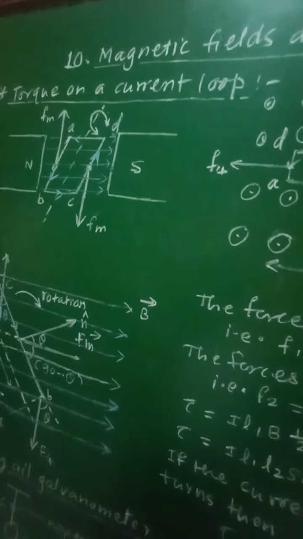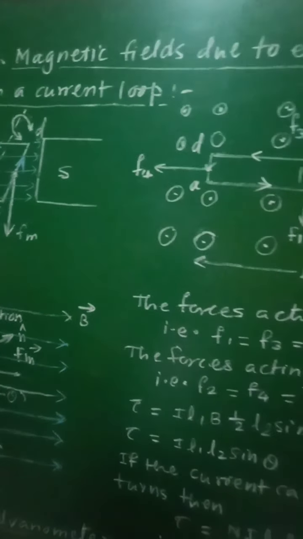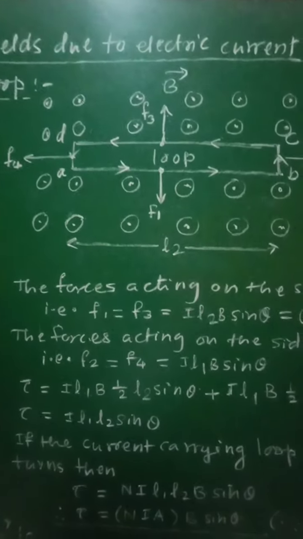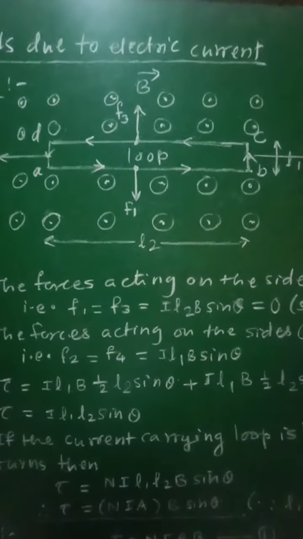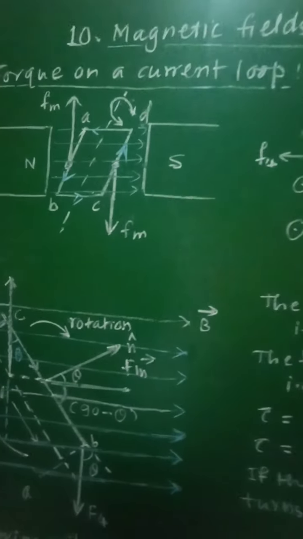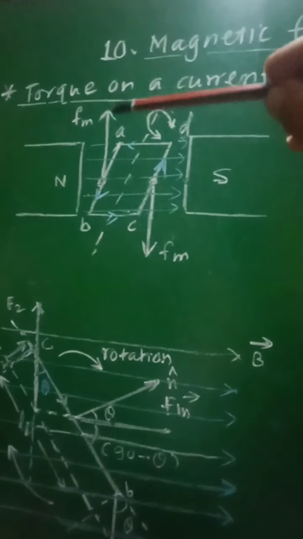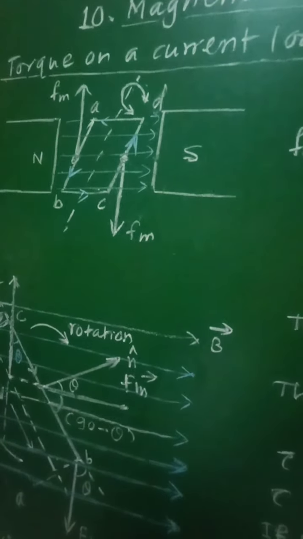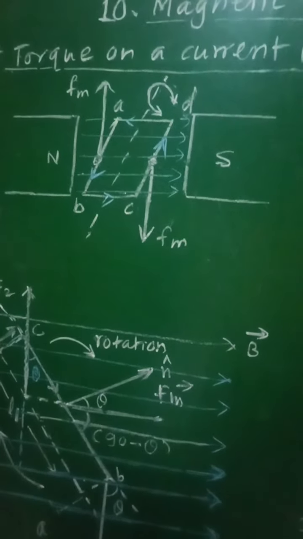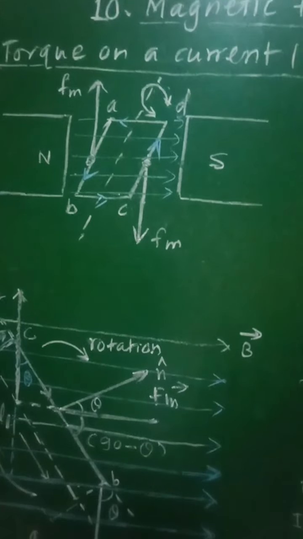Class 12th, Subject Physics, 10th chapter, Magnetic Fields due to electric current. From this chapter, let us see the torque on a current loop. That means if a current carrying loop is placed in a magnetic field, a torque will act on it.